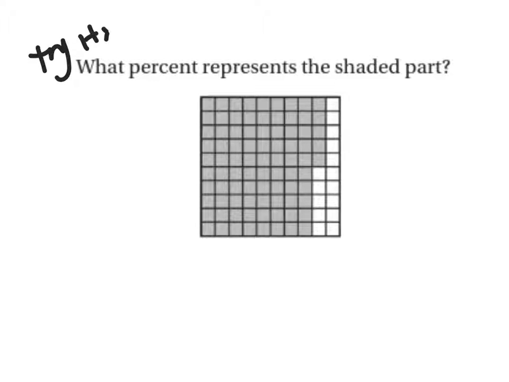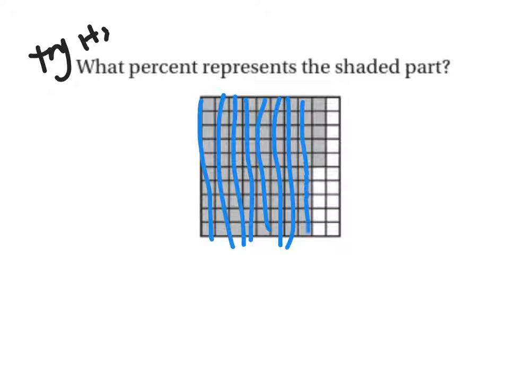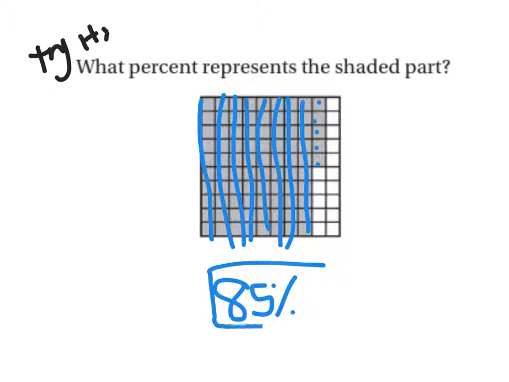All right, here's one from yesterday. What percent represents the shaded part? This is a review, try it from yesterday. Go ahead and try this one on your own. Okay, so we want to count the shaded part. Each box is 1%. So here's 10%, 20, 30, 40, 50, 60, 70, 80, 1, 2, 3, 4, 5, 85%. And that's all you have to do on that one. Hopefully you got that one right, because that was a review problem.